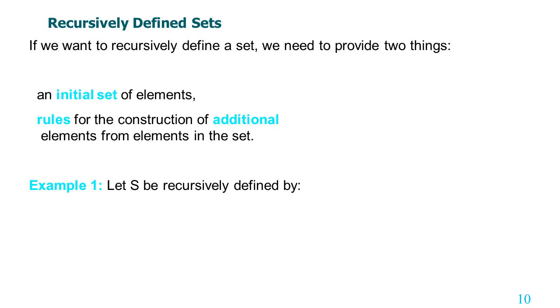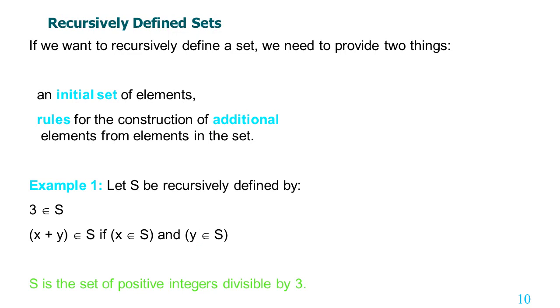Example: let S be recursively defined by 3 belongs to S, and x plus y belongs to S. This is the initial set, and this is a rule: x plus y belongs to S if x belongs to S and y belongs to S. Then set S is the set of positive integers that are divisible by 3.